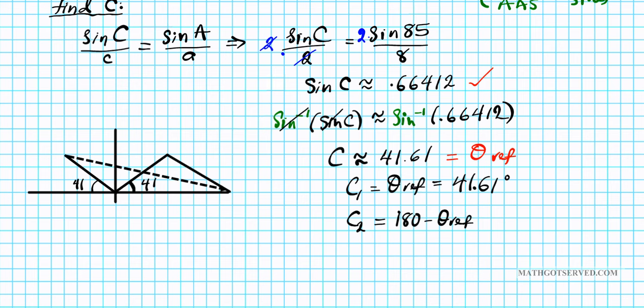Okay, so that's the second triangle. So to get C2, I just have to subtract 41 from 180. Okay, so this is the first triangle. And then the question is, what is the measure of this angle right here for my second triangle? That is C2. Okay, so to compute that, let's calculate it with a calculator.